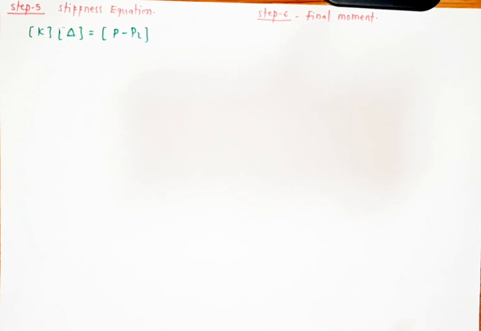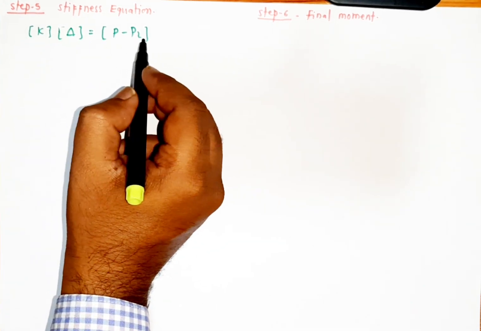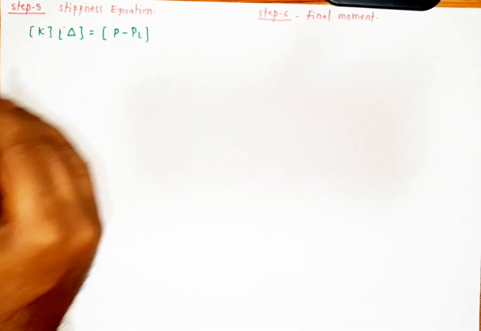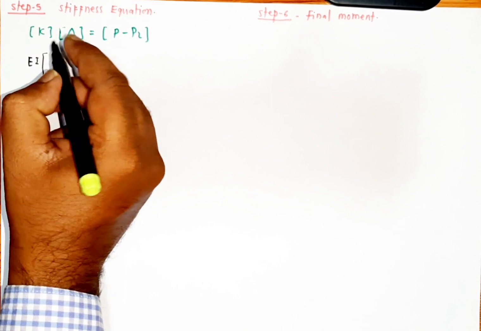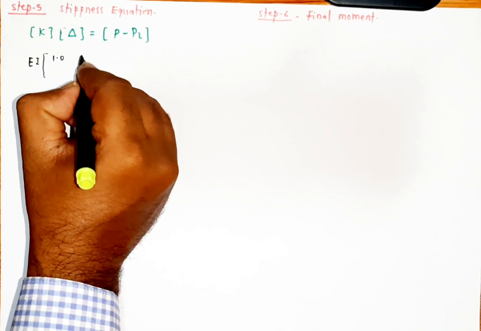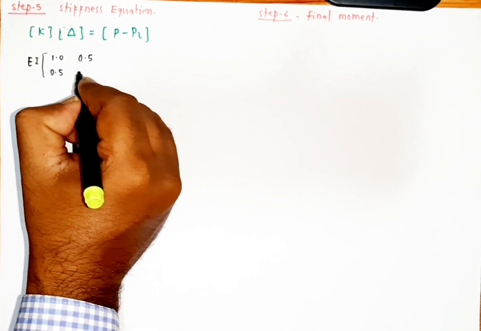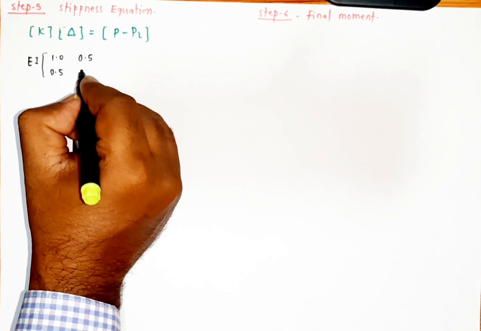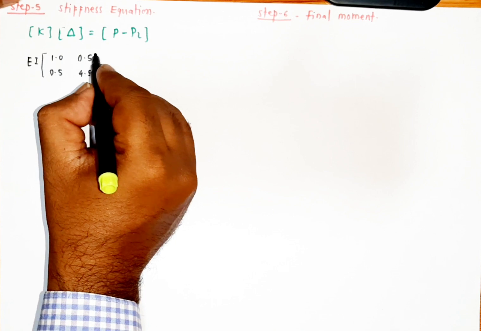Our next step is the stiffness equation. We already know that the stiffness equation is K into delta is equal to P minus PL. We already calculated the K matrix. Let us take a common EI. Therefore EI into first row 1, 0.5, then 0.5 and 4.5. So which completes our K matrix.